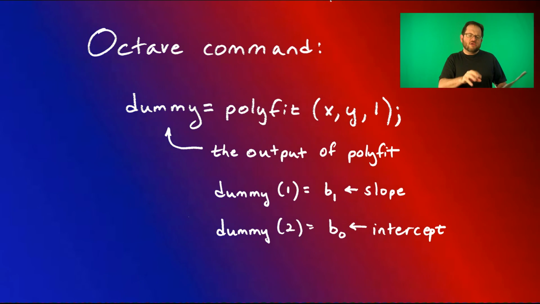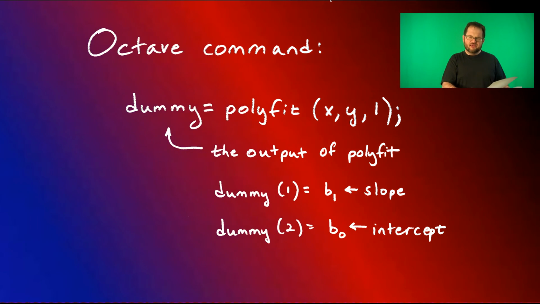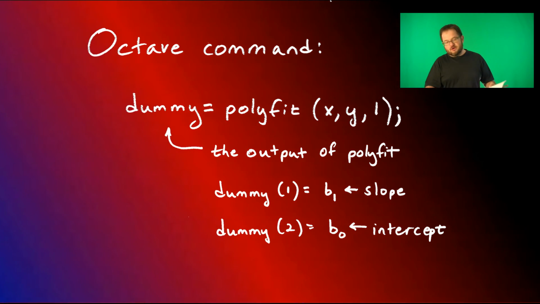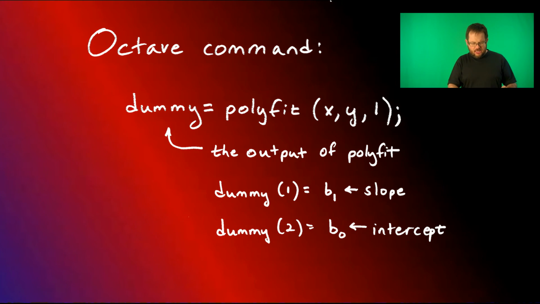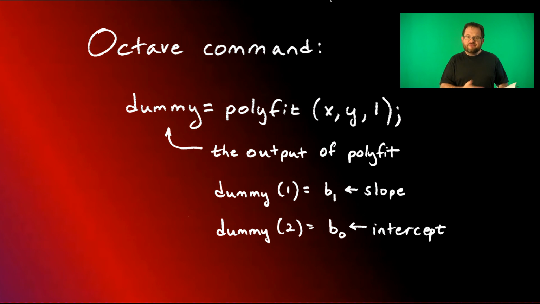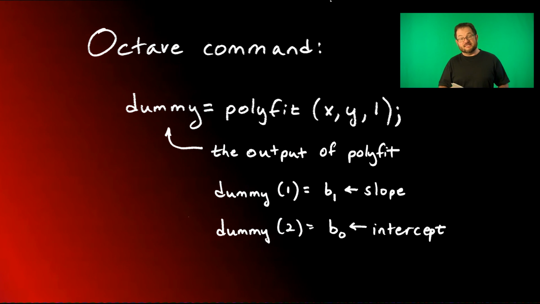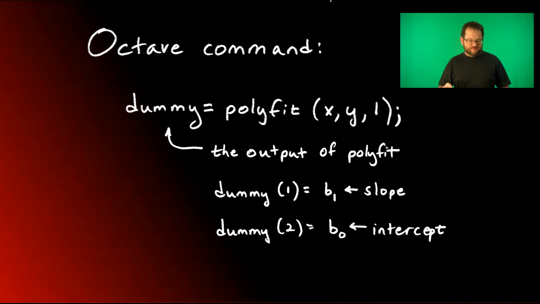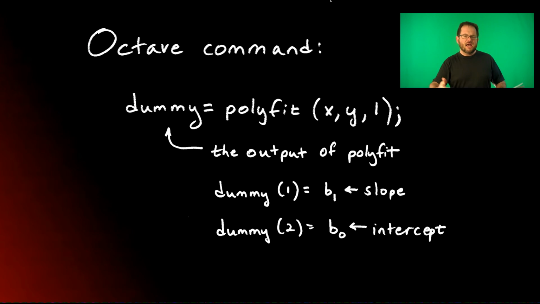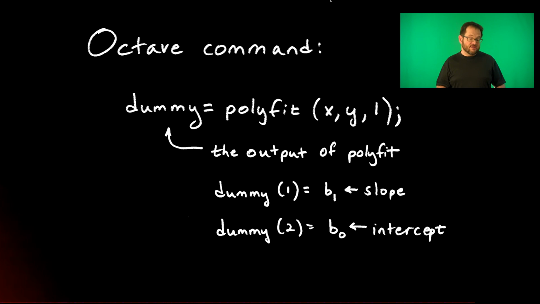The first value inside of that dummy array will turn out to be the slope. It'll be B1. And the second value, dummy 2, or hold the mustard 2, or whatever you decide to call it, is going to be B0, the y-intercept. So with this polyfit command, you can very easily compute the parameters, strictly speaking the statistics, of the best fit line, so that you can move forward and create whatever you need to make a statistical model, as we're going to be doing in the next lecture.